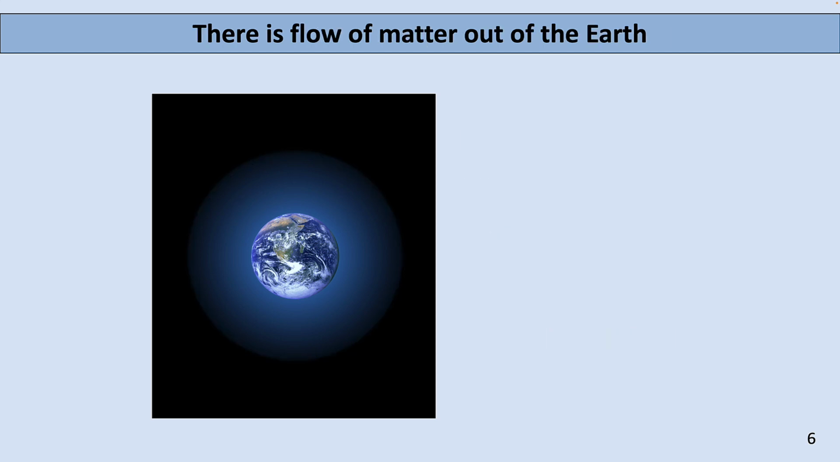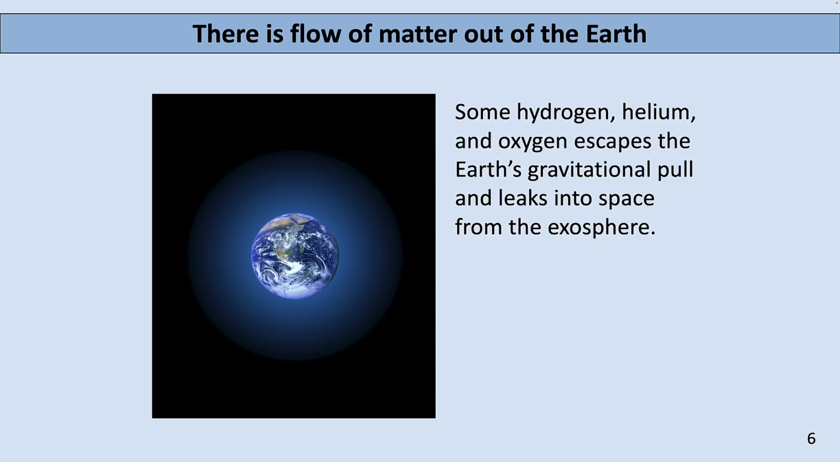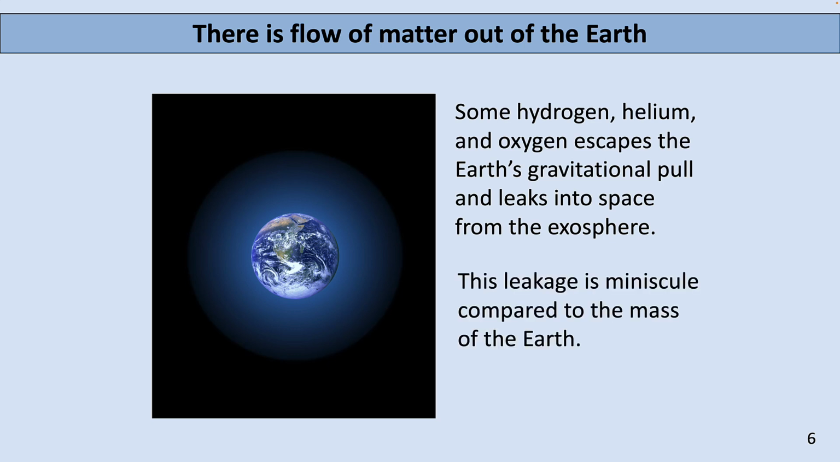There is a flow of matter out of the Earth. Some hydrogen, helium, and oxygen escapes the Earth's gravitational pull and leaks into space from the exosphere. This leakage is minuscule compared to the mass of the Earth.